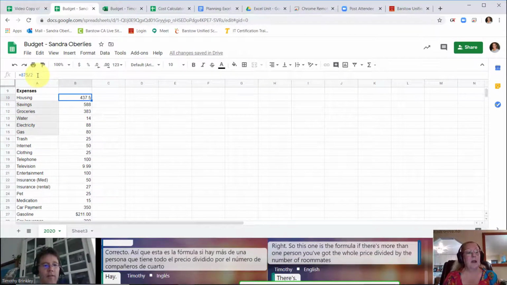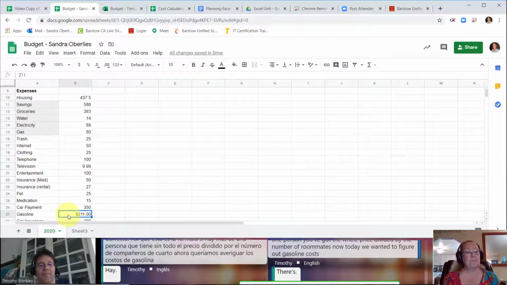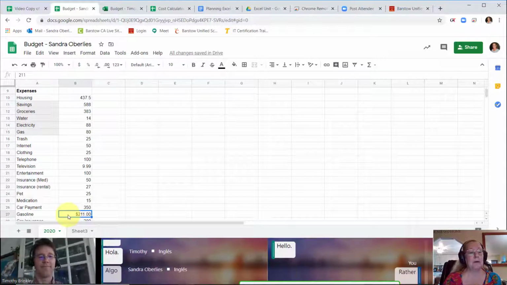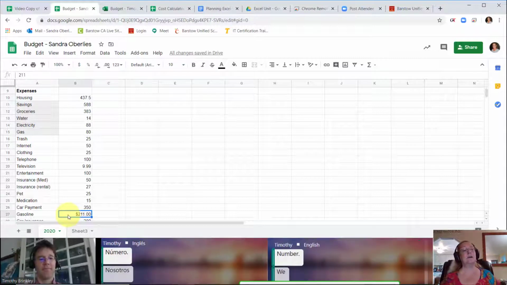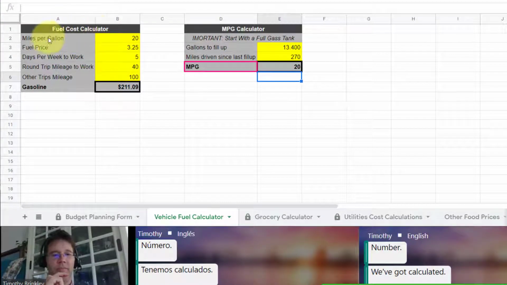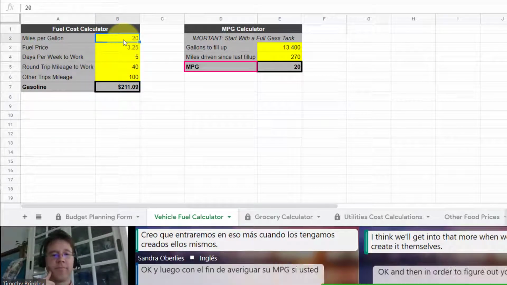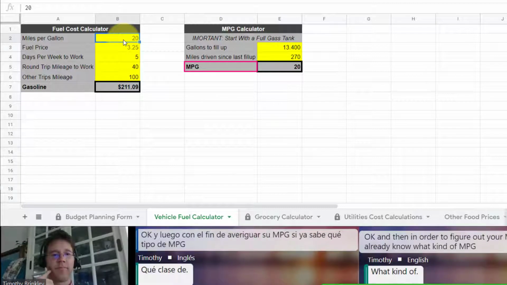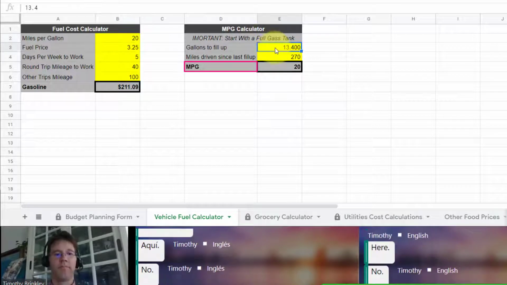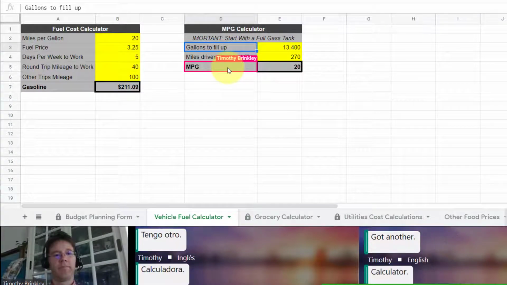Now, today, we wanted to figure out gasoline costs, all right? So rather than just coming up with a number, we've got a calculator. We want to show you how to create that calculator. So over here, we've got a fuel cost calculator. In order to figure out your miles per gallon, if you already know what kind of miles per gallon your vehicle gets, you can just plug in that number here. But if you don't know, we've got another formula over here to figure out what your miles per gallon actually is. So we're going to go ahead and create that.